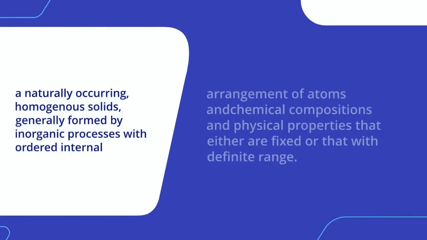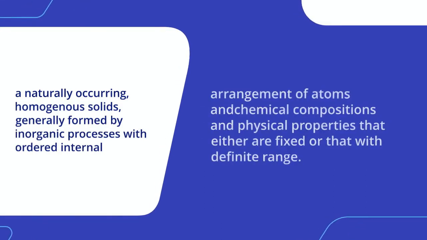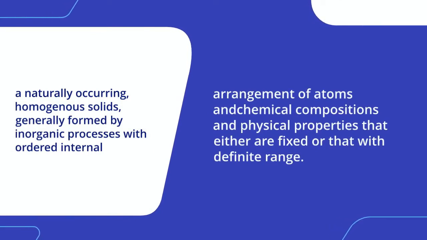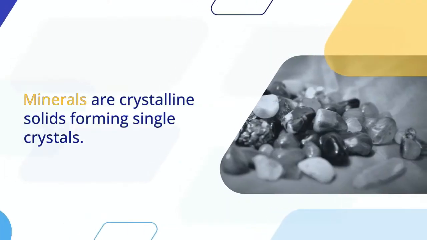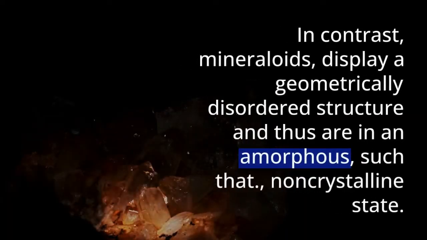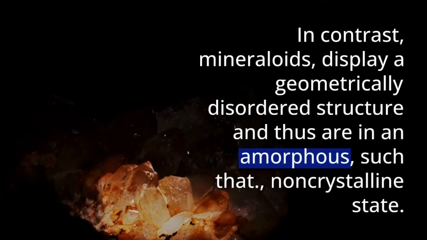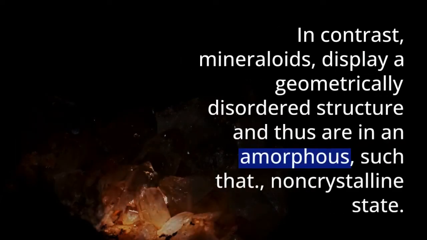Minerals are naturally occurring, homogeneous solids, generally formed by inorganic processes, with an ordered internal arrangement of atoms and chemical compositions and physical properties that either are fixed or vary within a definite range. Minerals and mineraloids. Minerals are crystalline solids forming single crystals. In contrast, mineraloids display a geometrically disordered structure and thus are in an amorphous, that is, non-crystalline state.